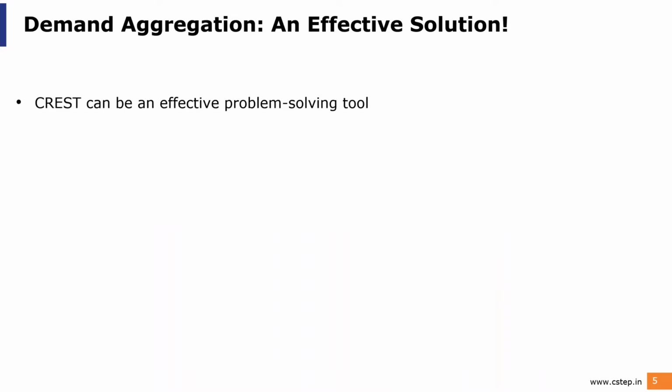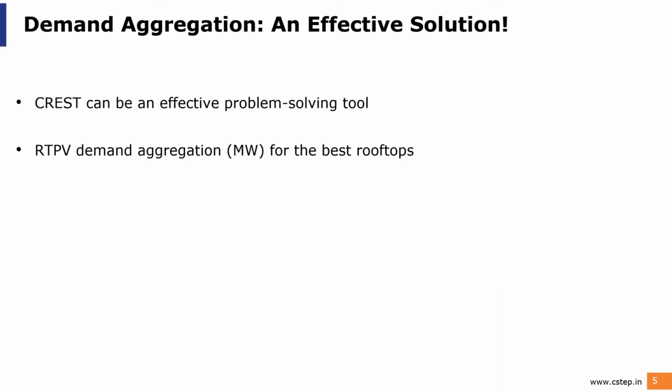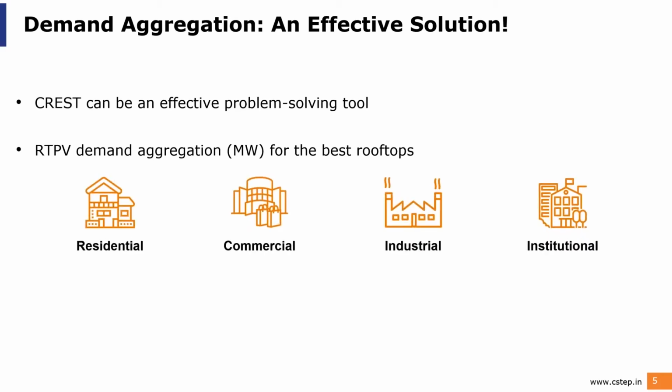To begin with, demand aggregation can be an effective solution for large-scale RTPV installations. Here, CREST can be a problem-solving tool which provides precise details of the best rooftops across the city. Then, in our opinion, BESCOM should segregate the demand for different consumer categories, which are residential, commercial, industrial, and institutional. By doing so, BESCOM would know which category is having how much potential. This information can be very much useful in targeting particular segments having higher rooftop PV potential.